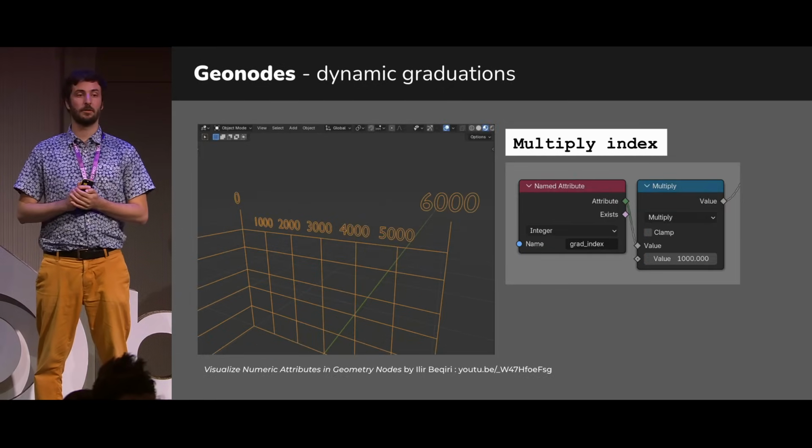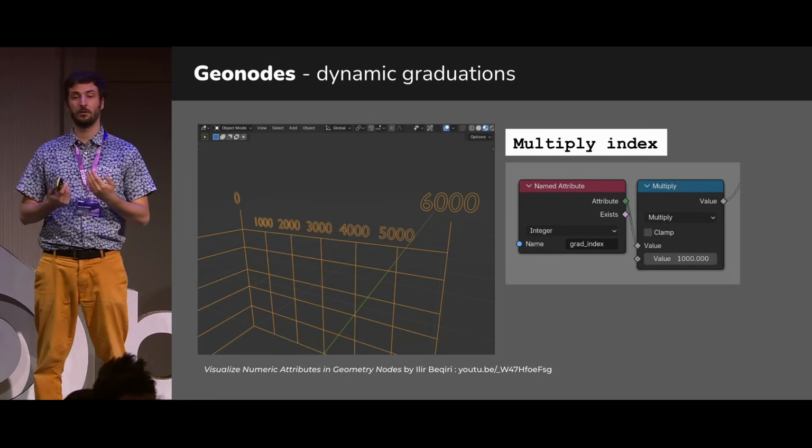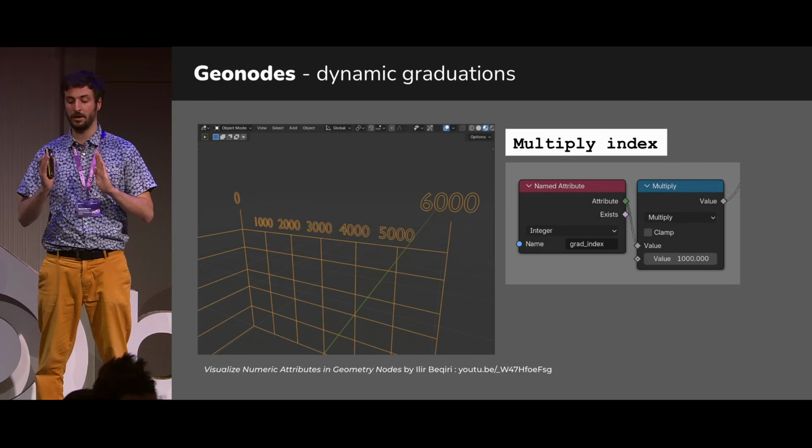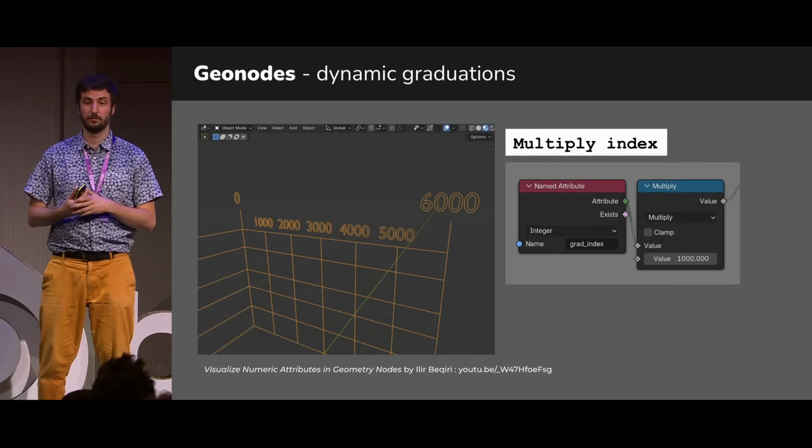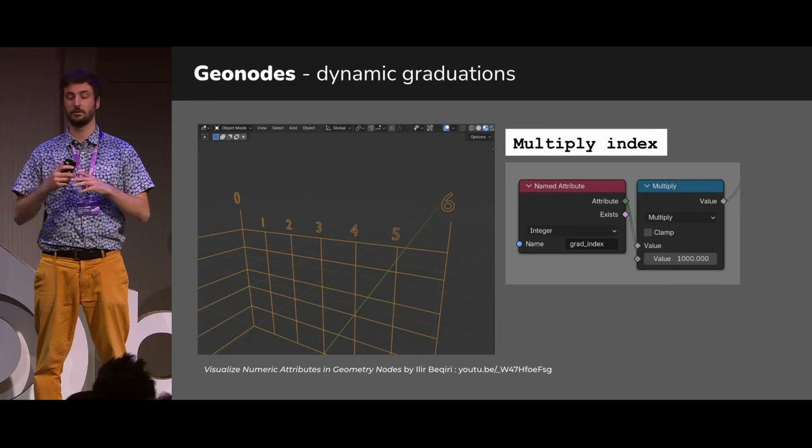I wanted the user to always know what frequency range he had displayed, so I used a tutorial to display some graduations.